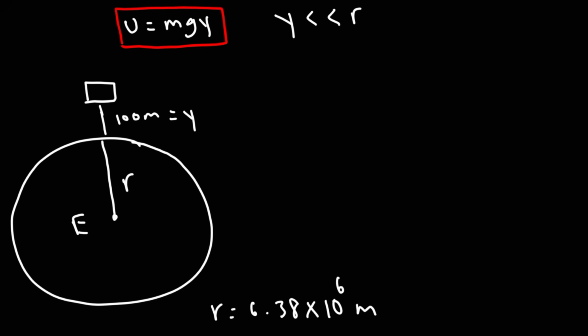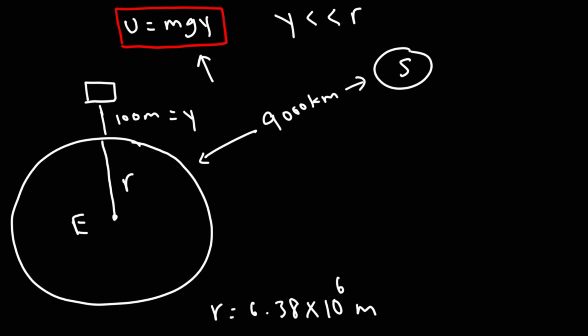But now let's say you have a satellite that is very far from the surface of the Earth. Let's say the satellite is 9,000 kilometers from the surface of the Earth. In this case, this formula is not going to help you to calculate the gravitational potential energy of that satellite. The reason being is, well, here's one reason.